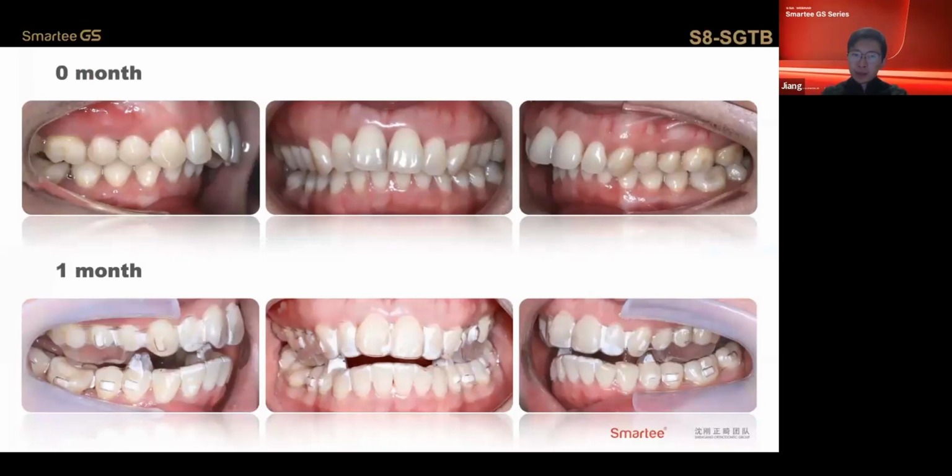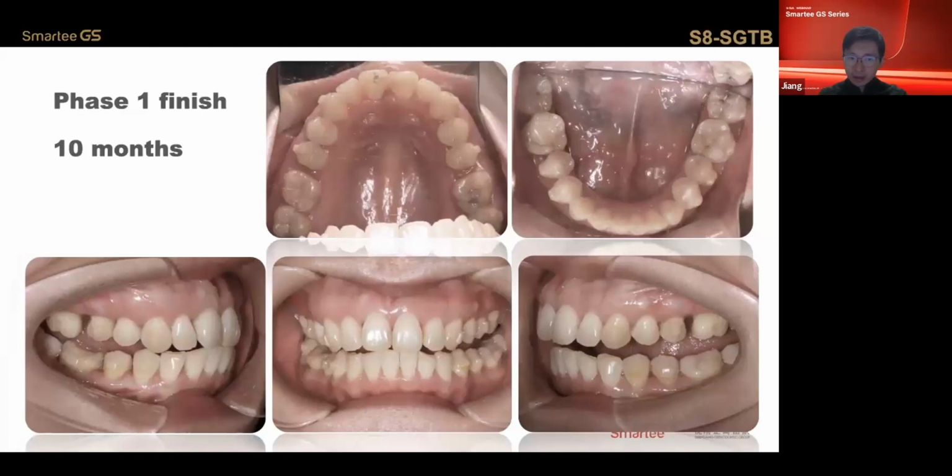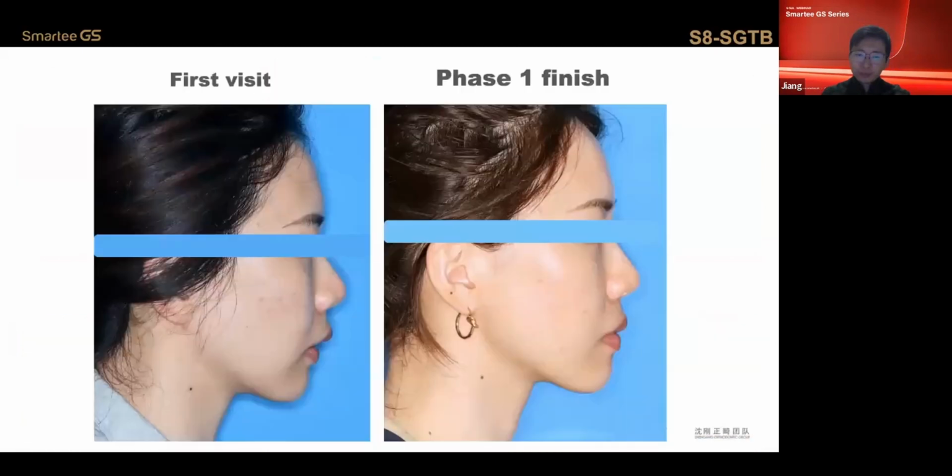And this is the first month of phase 1. And this is the 10 months of phase 1, the phase 1 finish. After 10 months of mandibular repositioning treatment, the mandible could not move backward and can stay in this forward position steadily. And we can see that the retrusion of the mandible is improved.